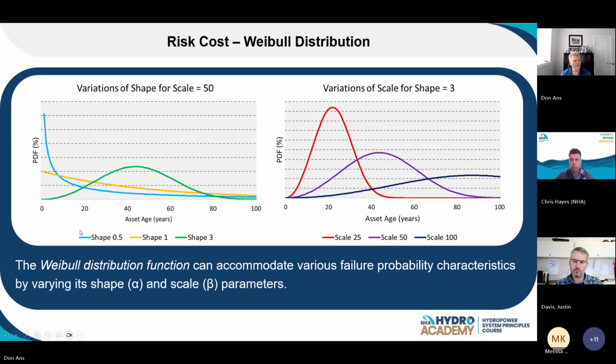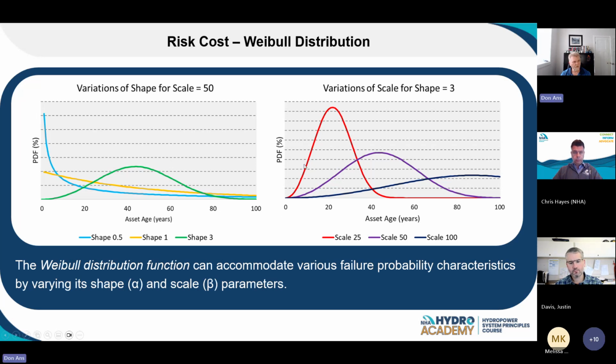So the alpha is the shape and the scale is the beta parameter. And you can see how you can manipulate the Weibull curve using different alpha and beta parameters. So depending on how that asset fails, you would adjust the alpha and beta to that type of distribution.